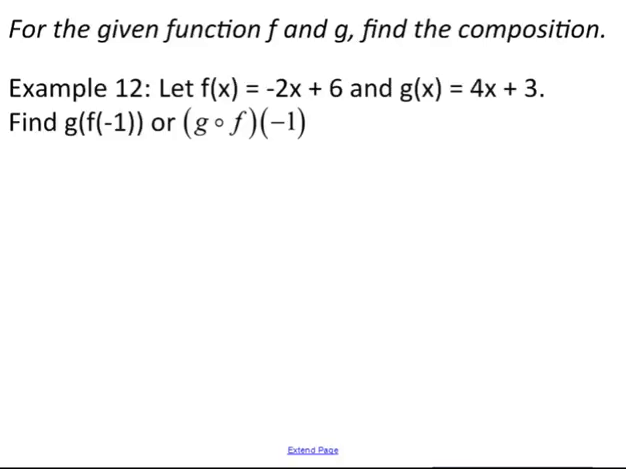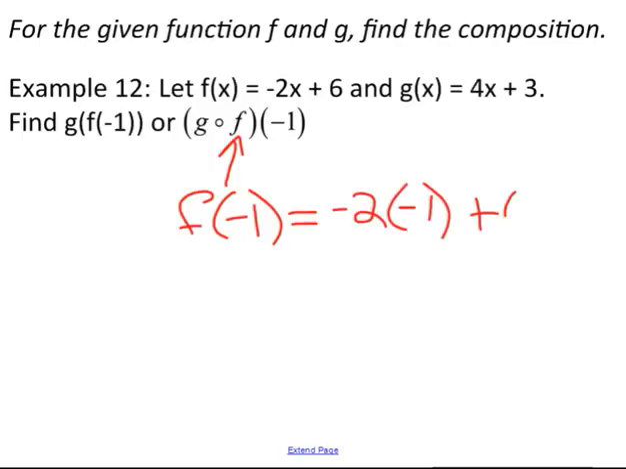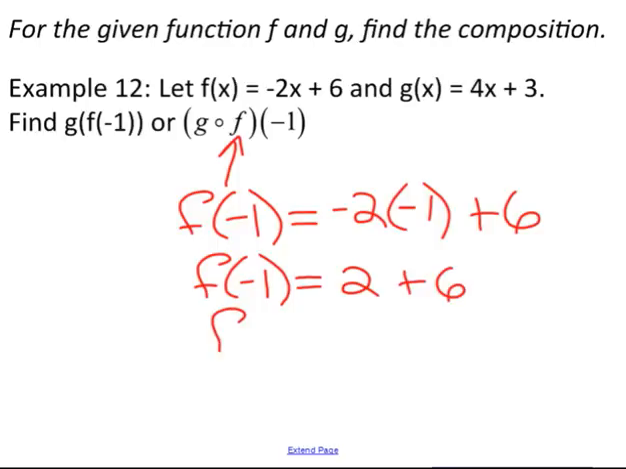Let's do another example. Notice I have g composed with f. Notice my f function comes second. So you're going to plug that -1 into the f function first. So the first thing I need to do is find f of -1. Remember, when you substitute in, you have to put it in parentheses. So f of -1, -2 times -1 is 2, plus 6. F of -1 is equal to 8.